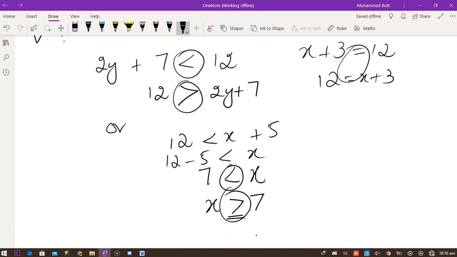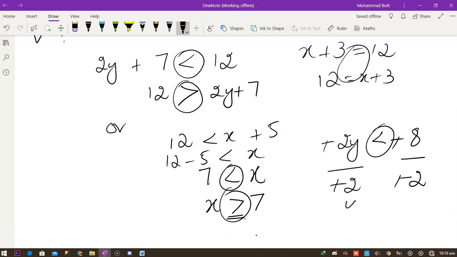Now take another example. Minus 2y is less than minus 8. In this case, both sides have to be divided by minus 2. When you are dividing or multiplying both sides of the inequality by a negative number, then you have to change the sign of the inequality. That would be y is greater than 4.